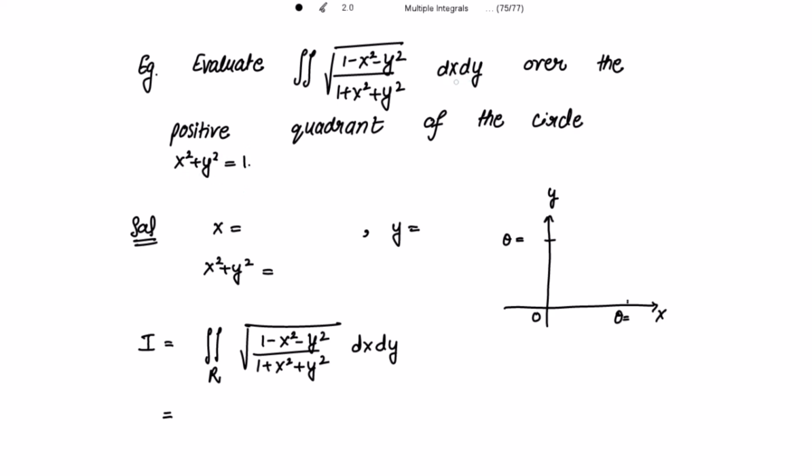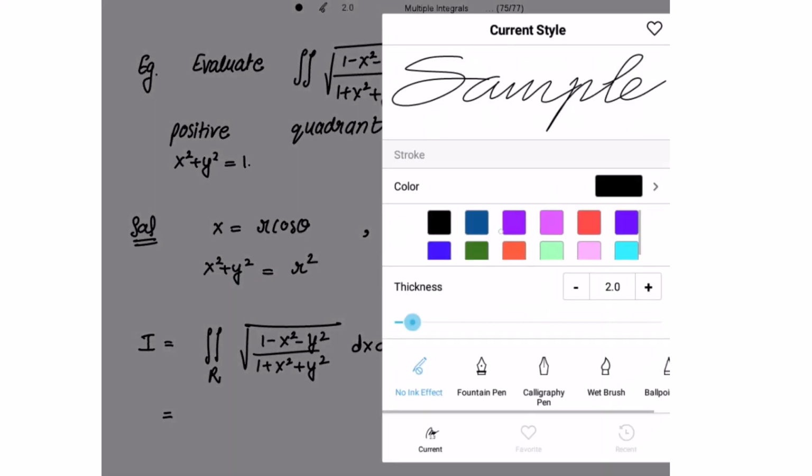So only two variables, dx, dy. Sorry, x and y, right? So for x and y, we need to change into polar coordinates. For polar coordinates, we write x as r cos theta, y as r sin theta, and x square plus y square, when you solve this, you get r square. Very fine.